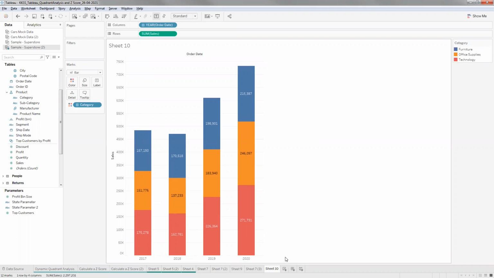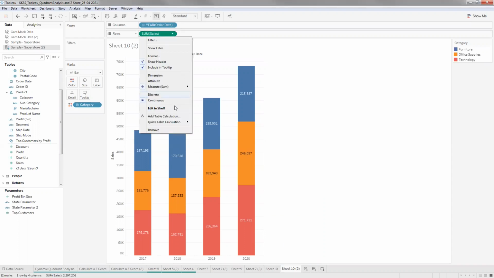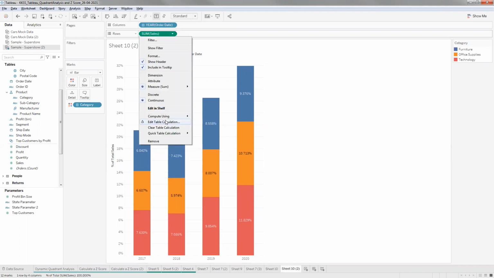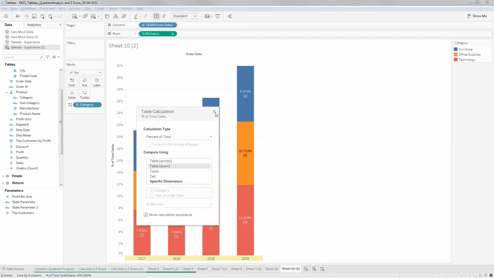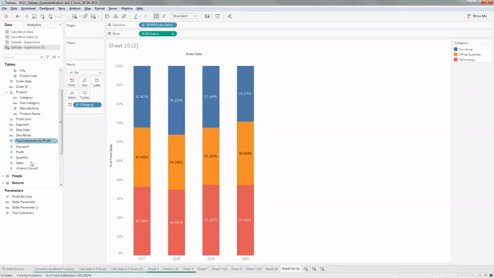Let's take an example where only relative comparison is important. We can create a similar chart, just a slight variant. What I'll do is use something called a table calculation: take a percentage of total and adjust the table calculation to table down. Let me explain what it's doing here.